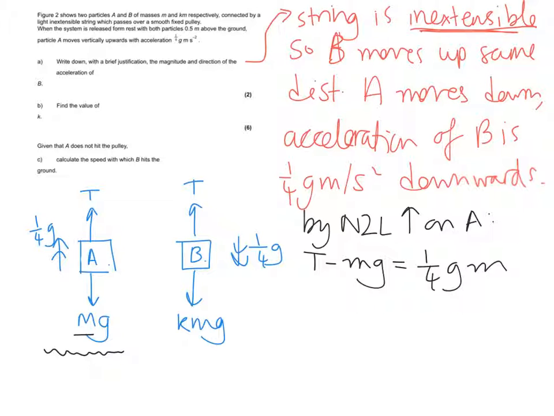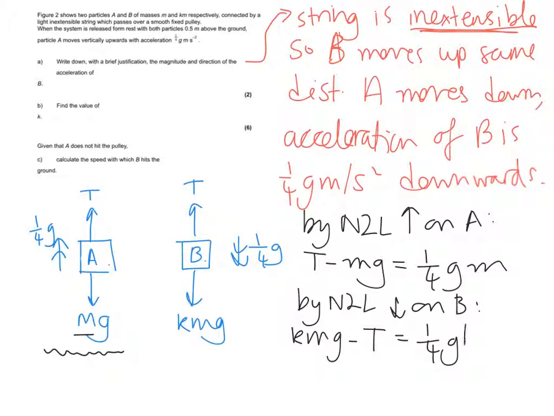Then we can do the same thing for the other particle, so by N2L downwards on B, and we've got it the other way around because the acceleration is in the other direction, so kmg minus T equals a quarter g, and then km is the mass. So again, let's call this one equation 1 and this one equation 2, and this time we are going to add them together.